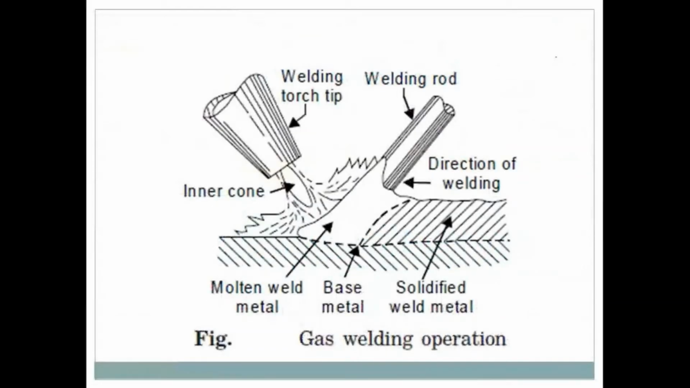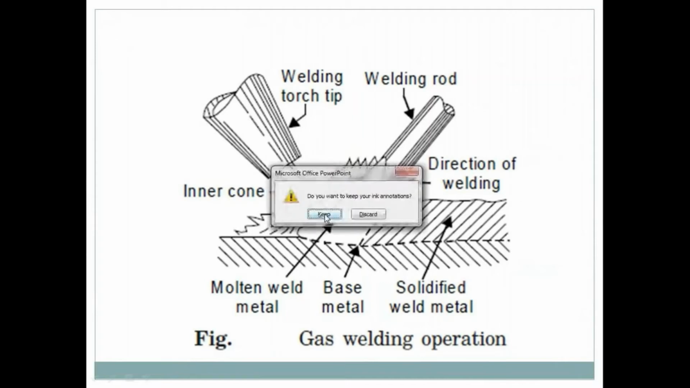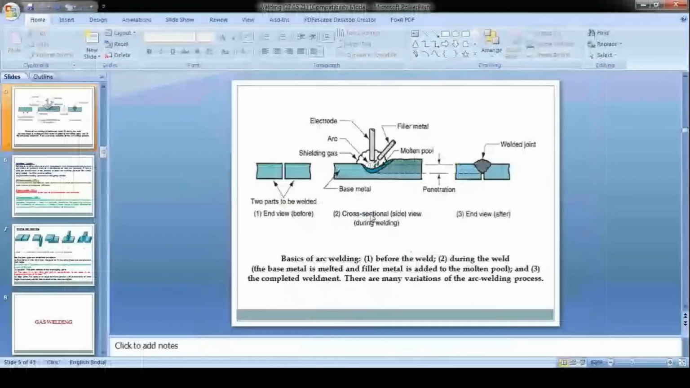When gas welding is done, the flame is divided. One part is the outer envelope, the other is the inner cone. The inner cone is actually responsible for the welding, not the outer envelope.